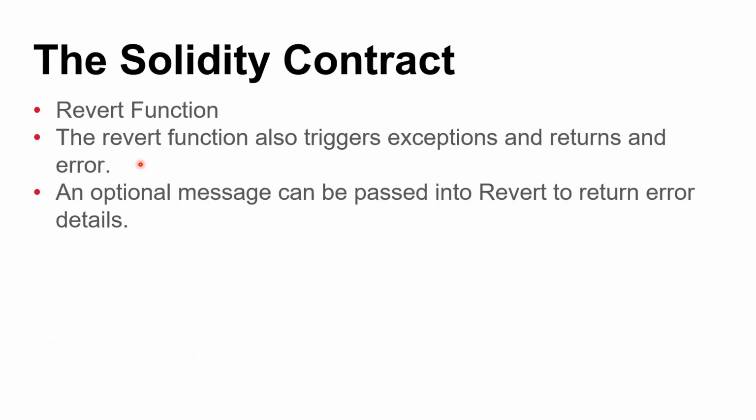And the revert function also triggers exceptions and returns an error, and an optional message is passed to the revert to return error details. The revert we use when we're looking to require a certain condition so our transaction doesn't happen.